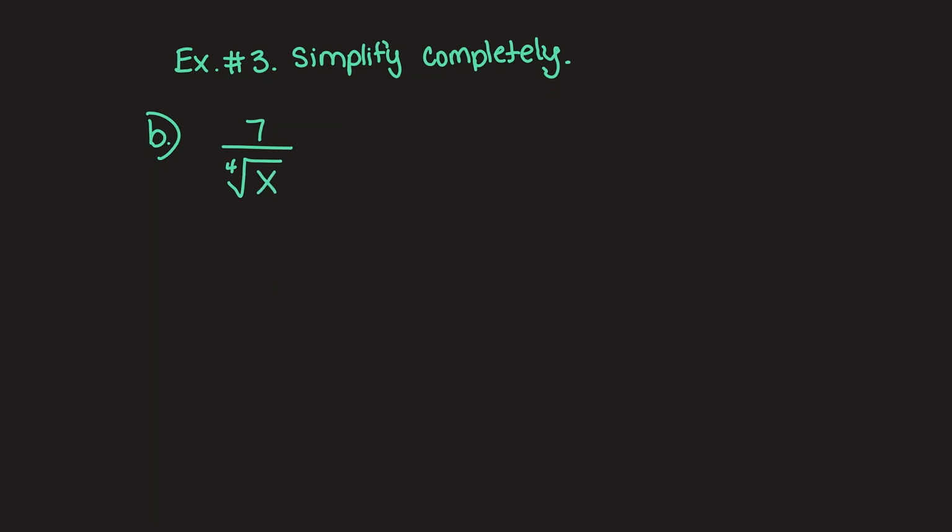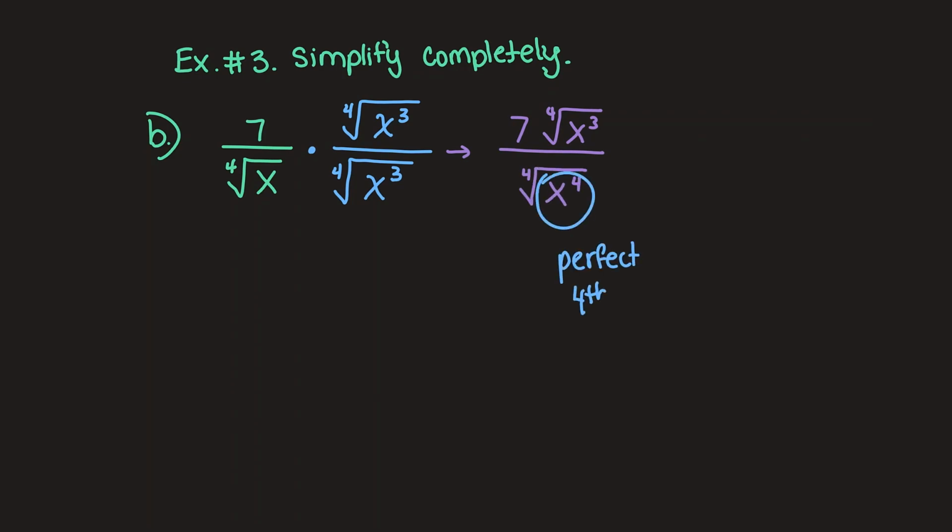For the next example, we rationalize the denominators with variables in the same way. In order for the radicand to be a perfect fourth power, we will have to multiply x by x to the third power. So then we multiply both the numerator and denominator by the fourth root of x cubed. Multiply across, and now we have a perfect fourth power as the radicand. So our expression simplifies to 7 times the 4th root of x cubed over x.